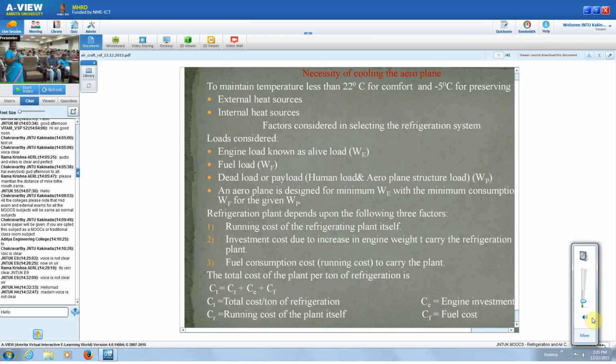So here, you see that the total cost per ton of refrigeration should always be less. It will be less whenever the running cost is less and the fuel cost is less, so that the engine investment cost is always fixed. We cannot change that, and the running cost should be less and the fuel cost should be less. Then the vapor compression refrigeration system, which is used, will have only the running cost. So there is no engine investment cost or fuel cost.